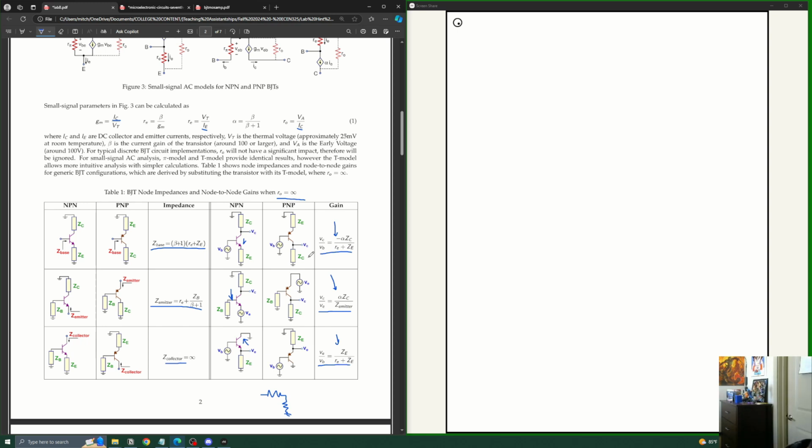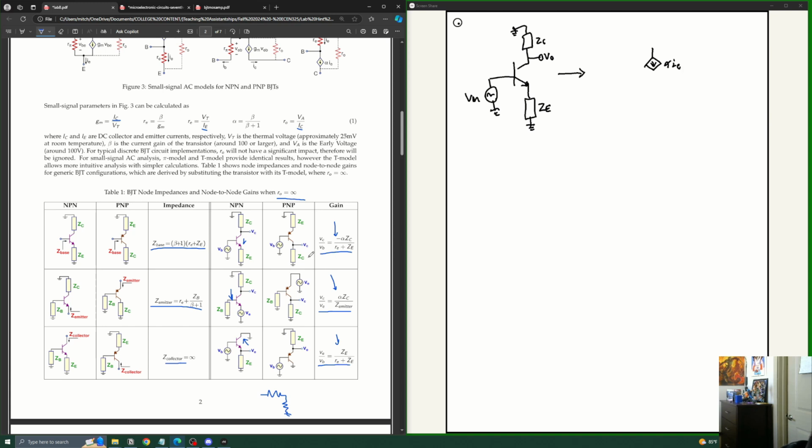Let's go ahead and do a derivation of just this basic common emitter current gain equation. So we have the BJT right here, and then we have the impedance of the collector, which goes to the output, and we have the impedance of the emitter, and then we have Vn right here. So we go ahead and apply our small signal model. I'm going to apply the T model in this case.